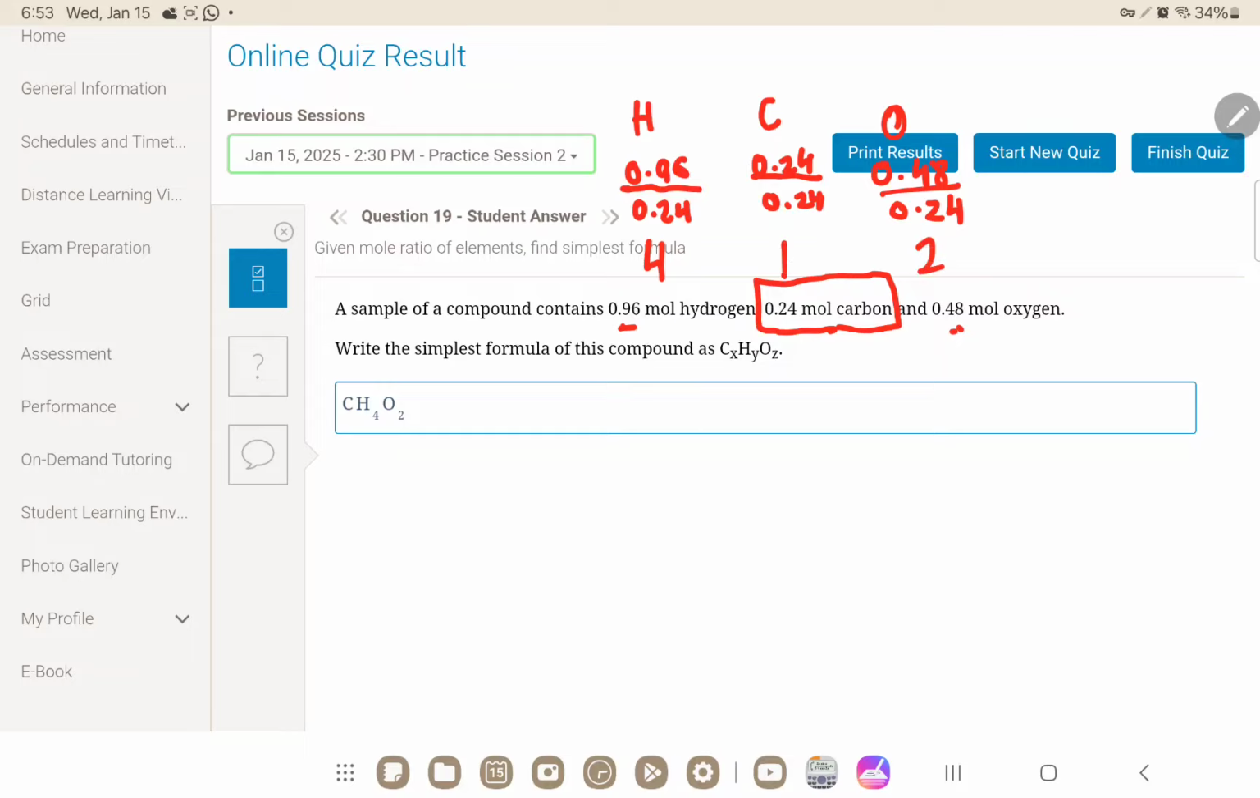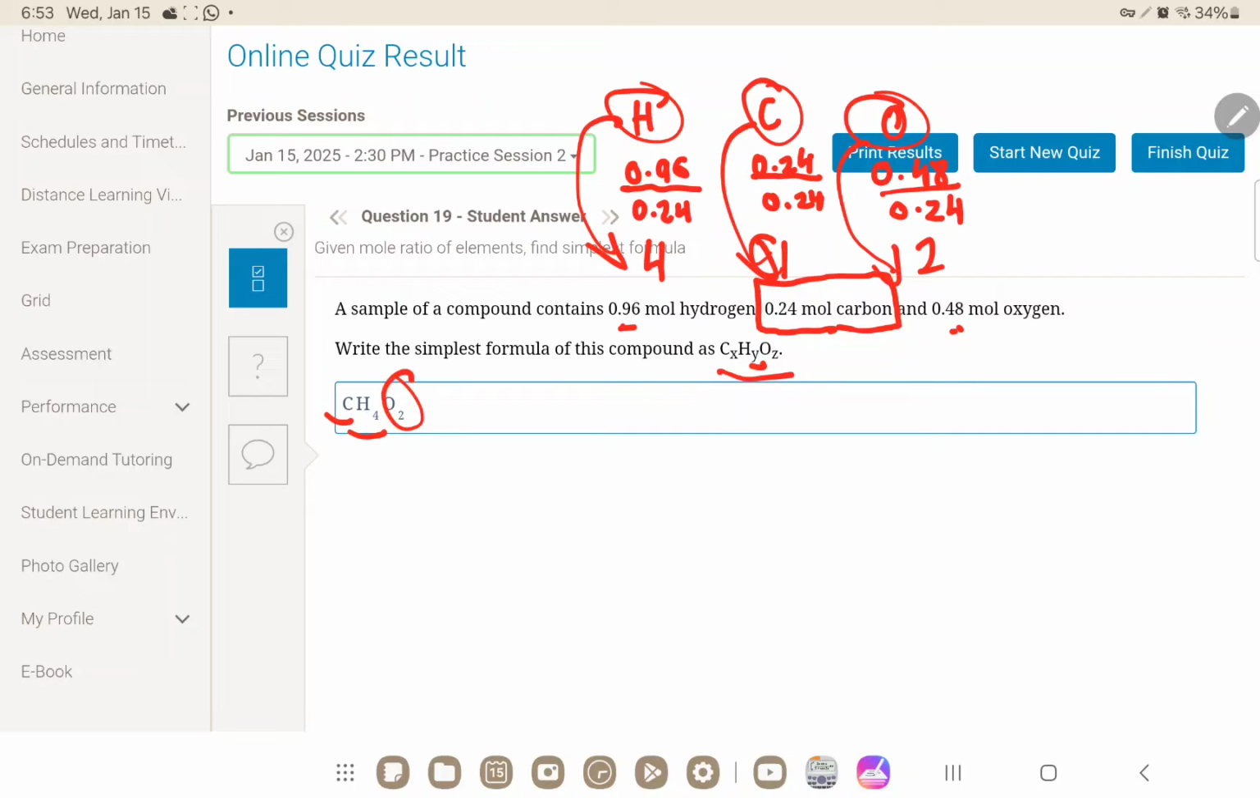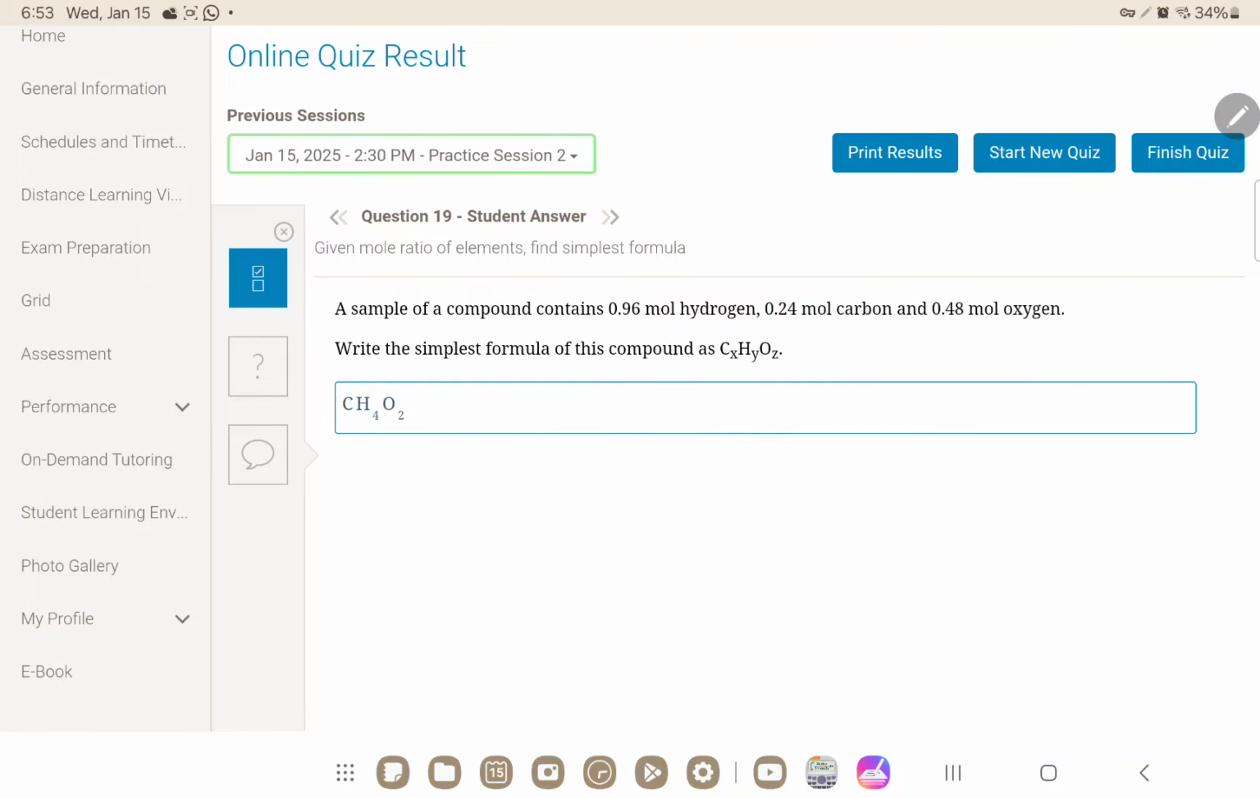So now you need to write it with C first. C has 1, so you don't write a subscript for it. C stays the same. Then you write H after it. H will have a subscript of 4, and O will have a subscript of 2. And that is it. So CH4O2. And that's how you find it. Now, moving on.